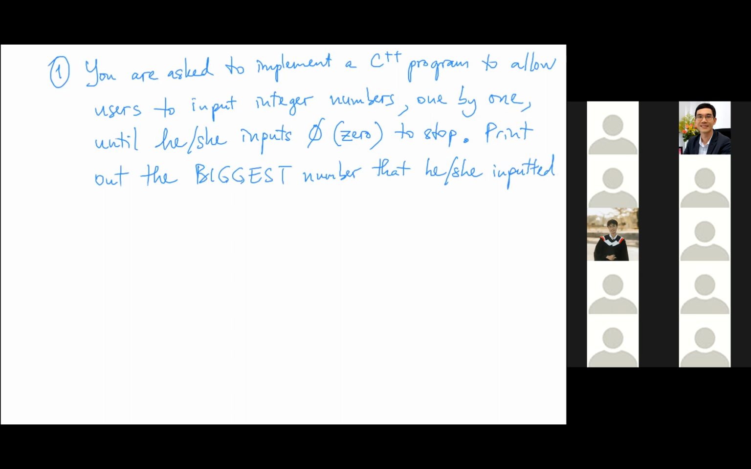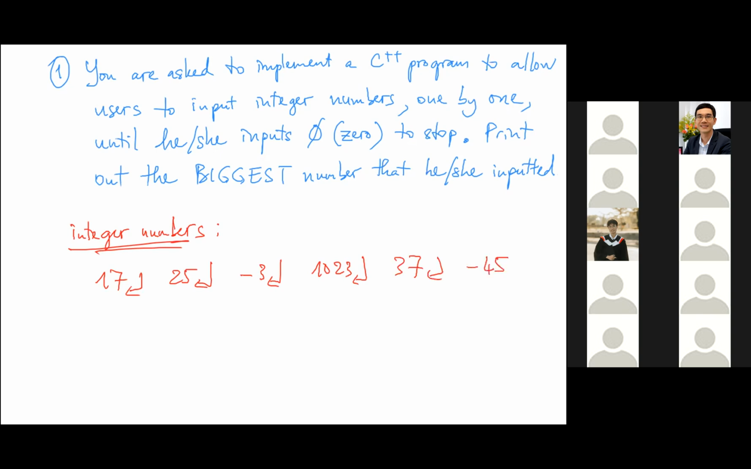Okay, so for example, you will ask a user to input integer numbers. So they will input 17, and then 25, and then -3, and then 1023, and then 37, and then -50, 45, and then 0 to stop.